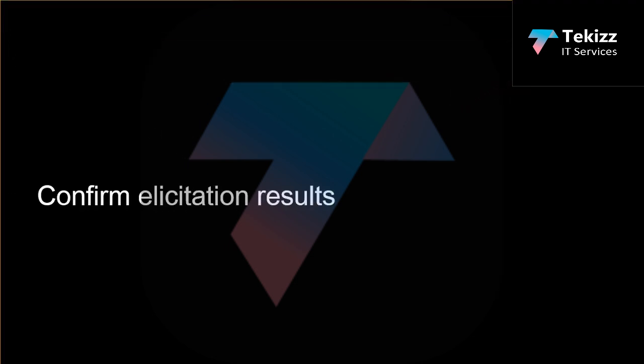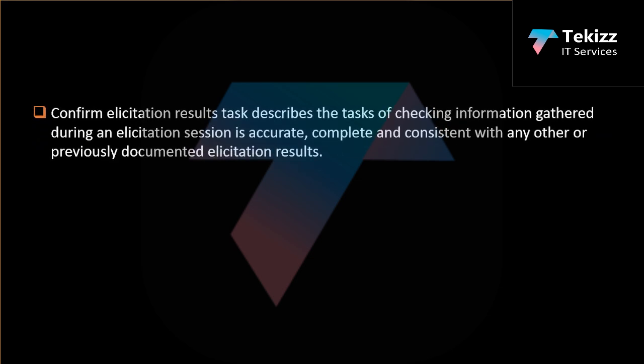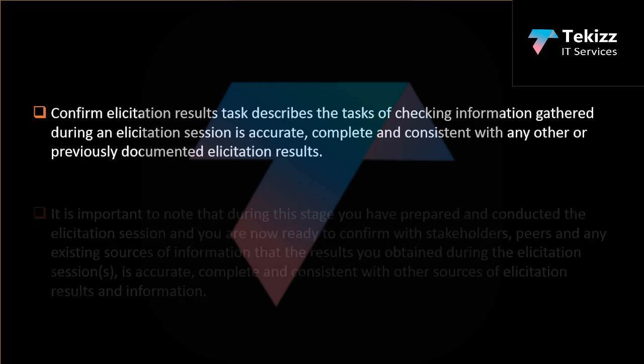Now, after this, we are working on confirming the elicitation results. The confirm elicitation result task describes checking the information gathered during the elicitation session, whether it is accurate or not, complete or not, consistent or not, with any other or previously documented elicitation result.